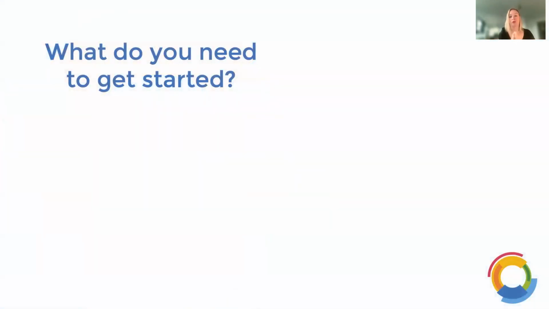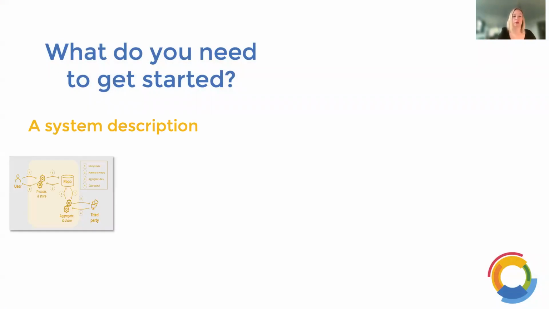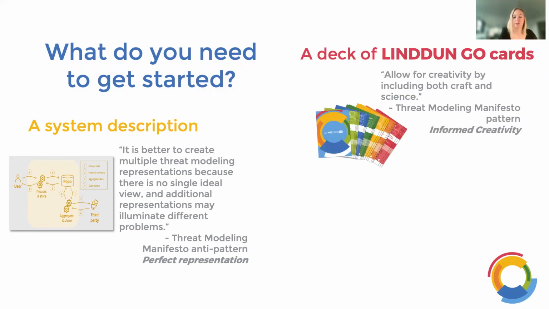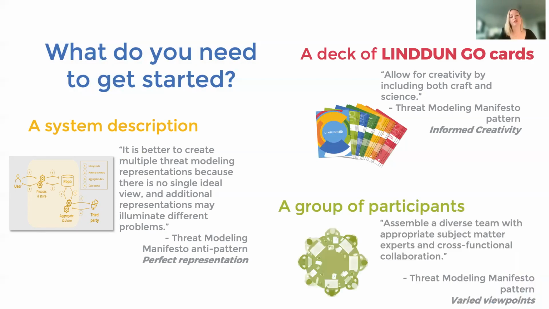So, what do you need to get started with LINDDUN GO? Well, I mentioned it before. First, you need a system model, a system description. And as described by the manifesto, there basically is no single best representation for threat modeling. You use whatever works best for you. And for LINDDUN GO, that can even be just a basic whiteboard sketch. Next, you need a deck of LINDDUN GO cards. I want to note that this should not be considered a checklist, but it's a tool to inspire, to drive your creativity. And finally, you also need a group of subject matter experts.